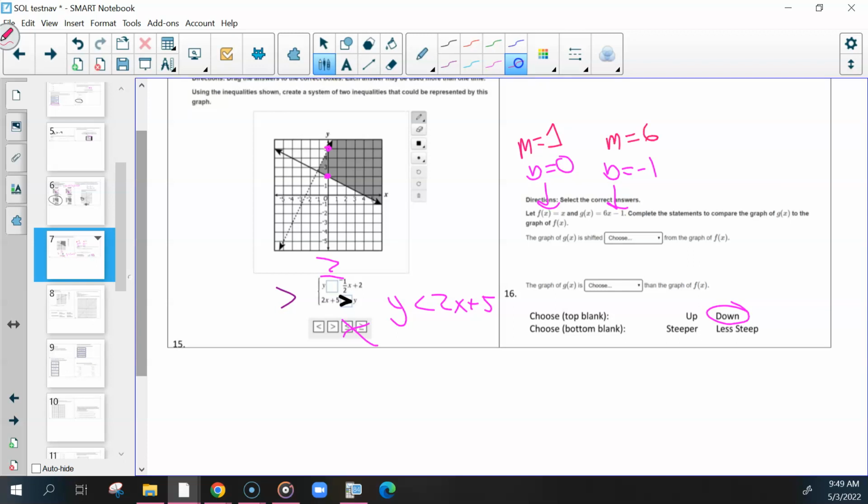And really you're looking at which one is greater. If this one is greater, then it's steeper. If this one was greater, then this would be less steep. So the 6 is greater, so that would be steeper than the first.